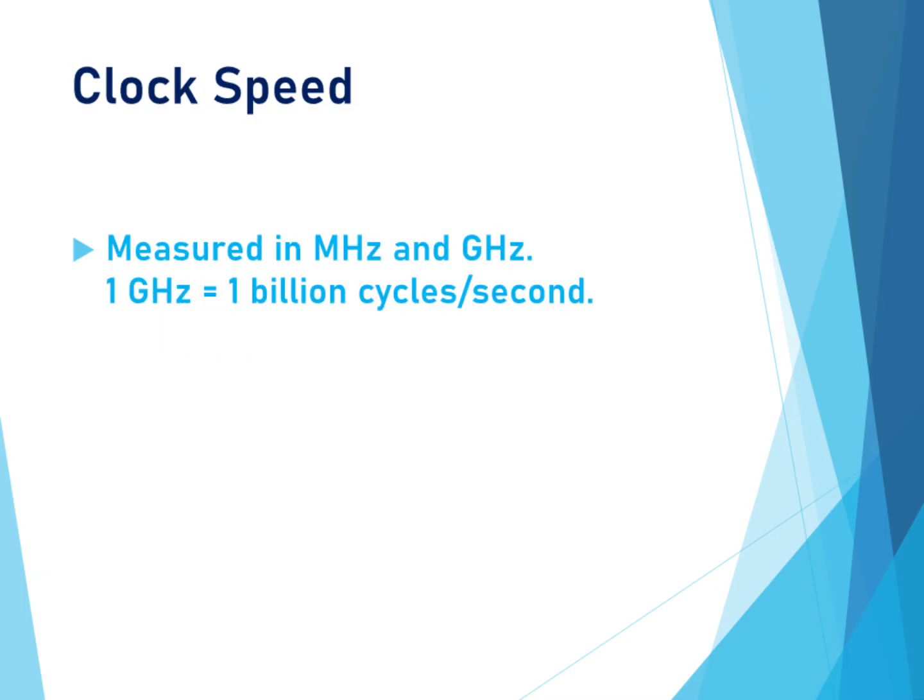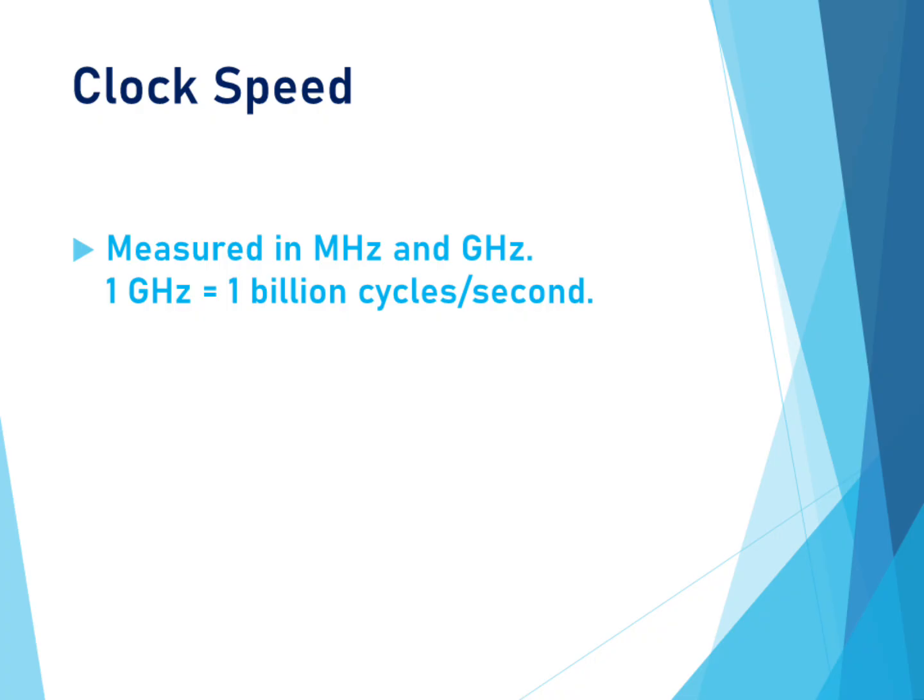The speed of a computer is measured by its clock speed. Clock speed tells us how many processing cycles the CPU can perform every second. It is measured in megahertz or gigahertz. 1 gigahertz means the CPU can perform approximately 1 billion clock cycles per second.